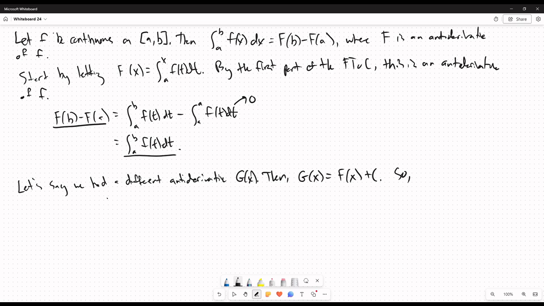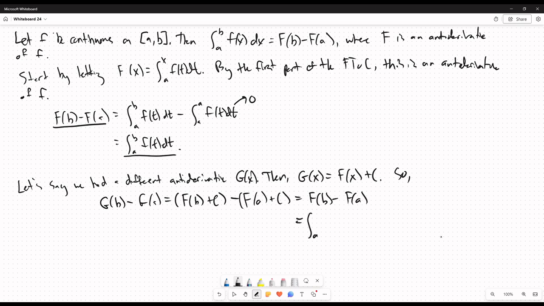So G of b minus G of a equals F of b plus a constant c minus F of a plus a constant c, which equals F of b minus F of a, which we just showed equals the integral from a to b of f of t dt. So even if we didn't choose this exact antiderivative and we chose some other antiderivative, it's still going to allow us to calculate the definite integral by evaluating the net change of our different antiderivative.